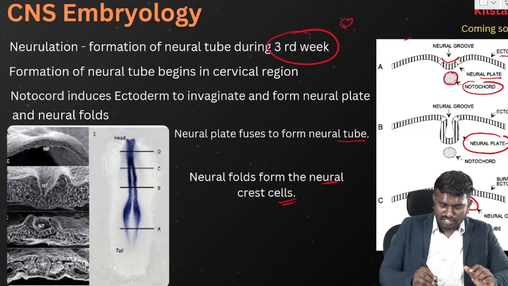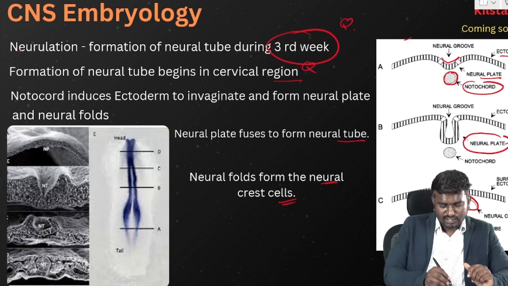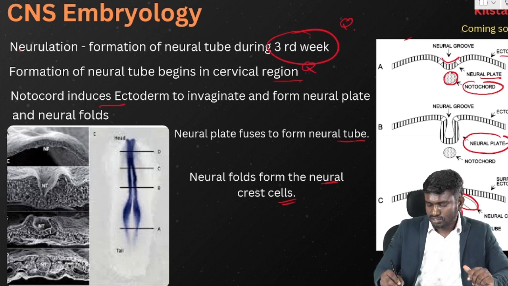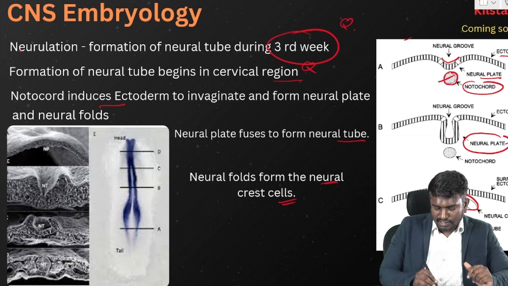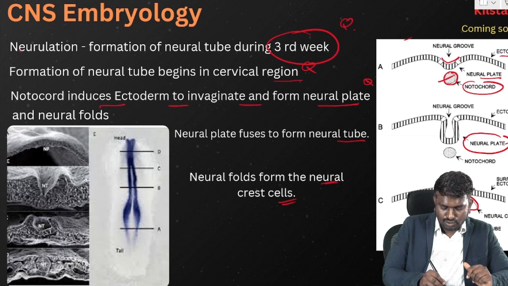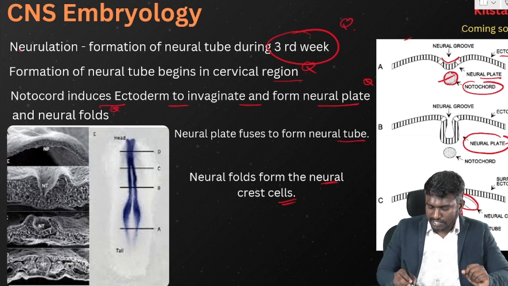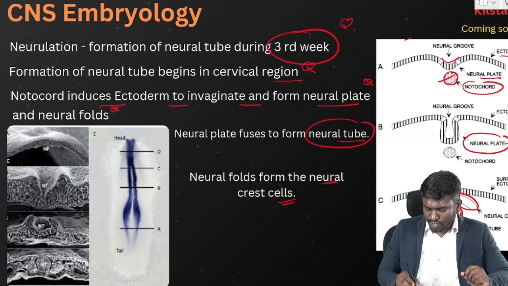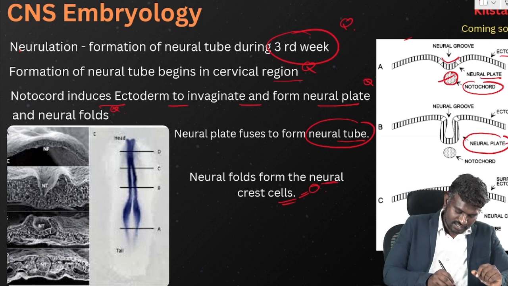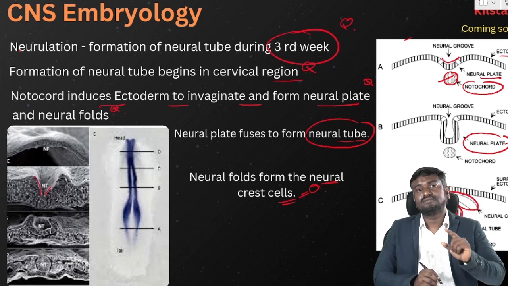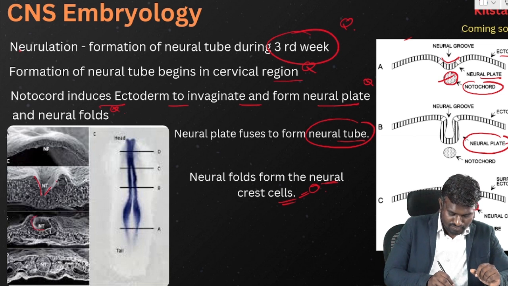Formation of the neural tube begins in the cervical region. We just discussed it. Next, the notochord induces the ectoderm to invaginate and form the neural plate, and again the neural fold. These are all going to be questions, very important. Next, the neural plate fuses to form the neural tube, and the neural folds form neural crest cells. All of these are going to be questions, and here we can see the neural tube formation. This is how it's going to be formed.